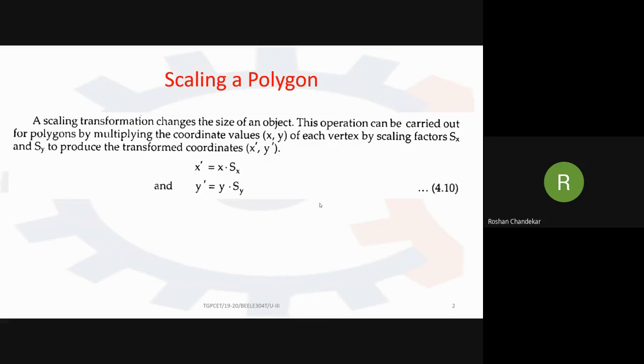Now what is scaling? Scaling is nothing but a transformation that changes the size of an object. By performing scaling, we change the size of an object. This operation can be carried out for a polygon by multiplying the coordinate values x, y of each vertex by scaling factors Sx and Sy to produce the new transformed coordinates, that is x dash and y dash.